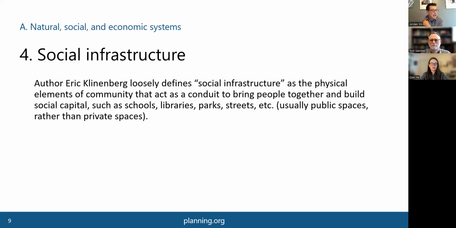And the last one of these that I'm going to do that actually is maybe a specific term. It's a little bit unclear, but social infrastructure is actually a term used by the author Eric Klinenberg that loosely defines social infrastructure as the physical elements of a community that act as a conduit for bringing people together and building social capital, such as schools, libraries, parks, streets, usually public spaces rather than private spaces. So again, this might be a situation where a question might be something about how to go about planning a library, but the broader point might be, would this improve social infrastructure or something to that effect? So it could come up in a variety of contexts.